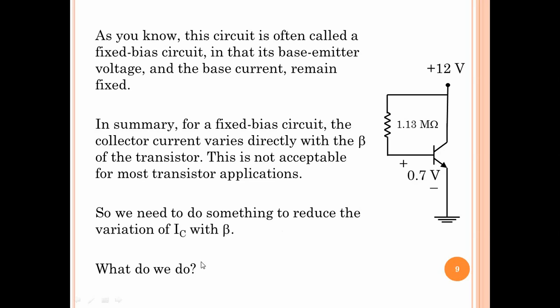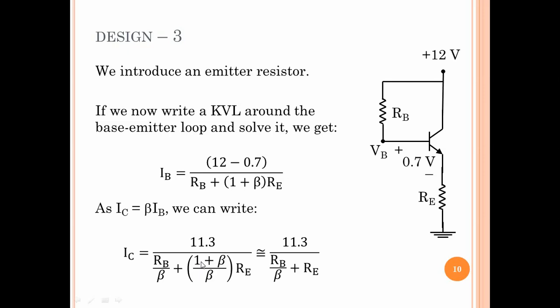So what do we do? I'm assuming you've done this already before the midterm. So think for a minute. What do we do? Okay, here is what we do. We introduce an emitter resistor. We introduce a resistor in the emitter branch. This is what we do.